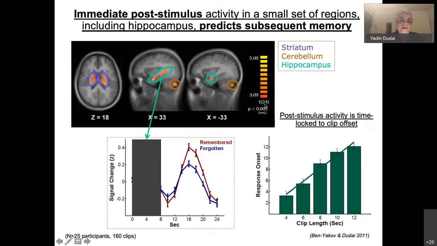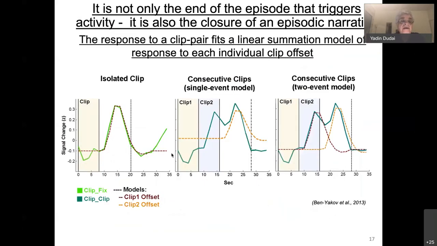And you can show that this activity here is indeed a function of the length of the clip. It starts immediately when the clip ends. So the question is, do we remember the isolated clip? Or do we remember a sort of sliding average? Instead of going into the details, I'll just say we can model the activity of the brain that we see. And we know from the model what we expect to see in case we are remembering consecutive clips, which means single events one after the other, or in case the events are all remembered as a single unit.